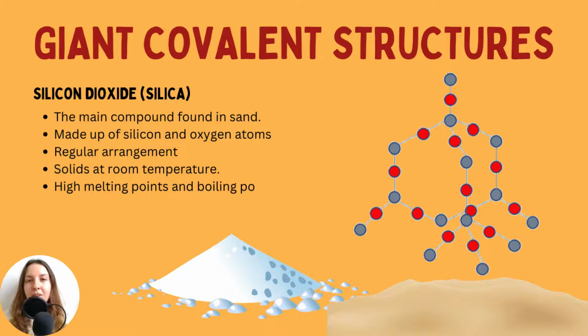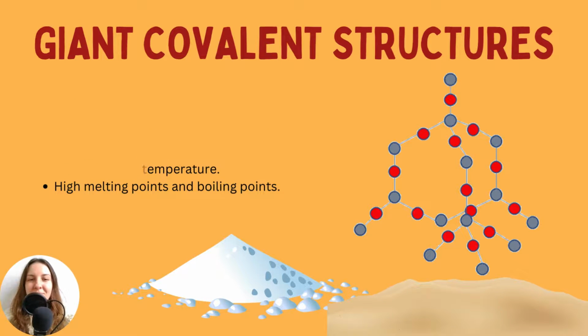It's the main component that's found in sand and glass. It has a very regular arrangement. It's solid at room temperature. It has this sort of white powdery appearance that you'd see with the naked eye. And because of those giant covalent structures, it has a very high melting point and a high boiling point. And that's something that you can use to compare with the other giant covalent structures that we've discussed today.